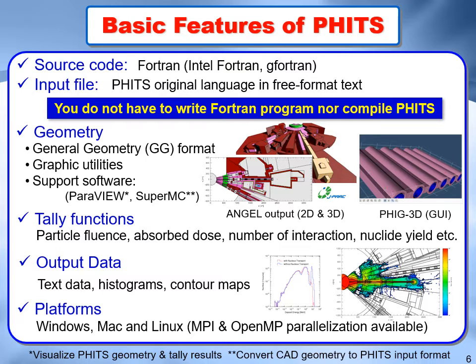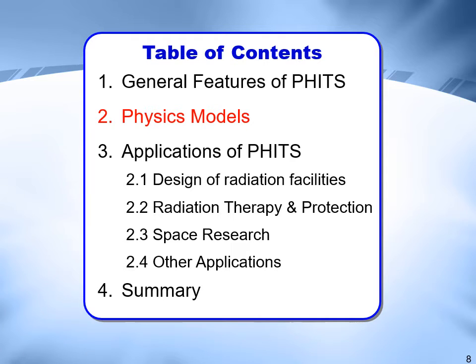MPI is a powerful parallelization protocol, particularly for a computer equipped with a large number of cores such as supercomputer, and OpenMP is an easy-to-use parallelization protocol particularly useful for Windows and Mac PC. So, basically, PHITS is optimized for all kinds of computers. Next, we will talk about the physics models implemented in PHITS.